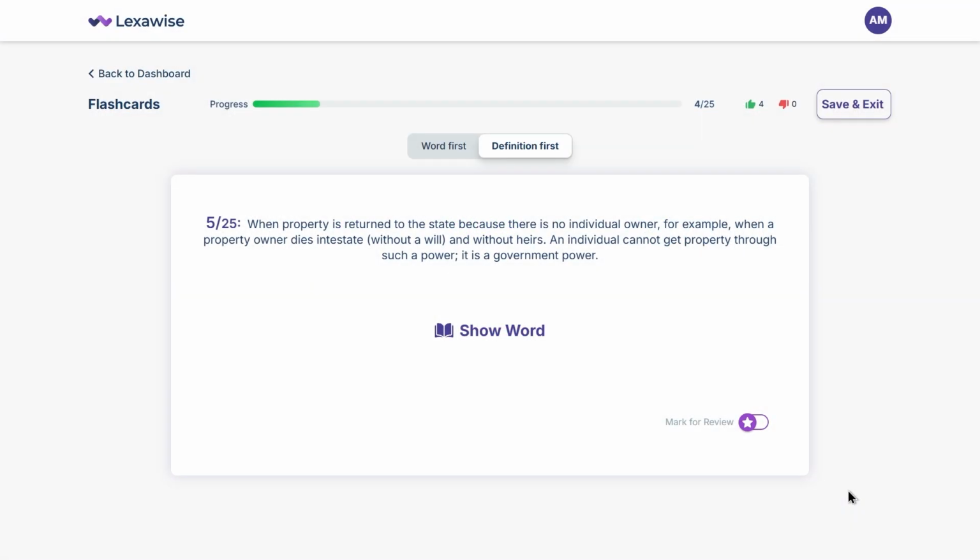Last one in this round, this is a government power. When property is returned to the state because there is no individual owner. For example, when a property owner dies intestate without a will, and without heirs, an individual cannot get property through such a power. It is a government power. This power has a unique name. What is it?